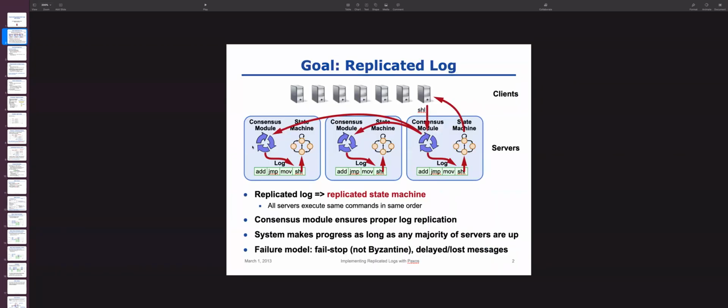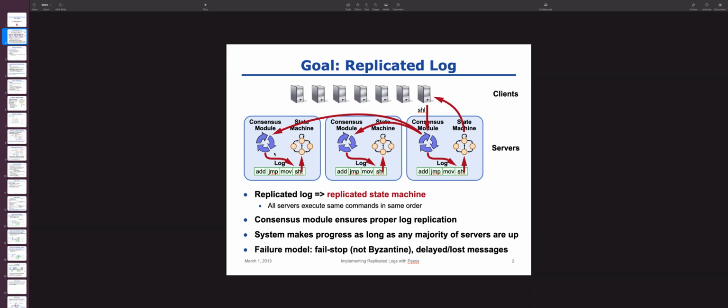If you see the slide number 1 here, see the 0th index. So this is log indexing, right? In the log array, the first index got accepted with the add command, the second index jump, the third index move. If you see all the logs, the log replication means the replication should be the same among all the servers.